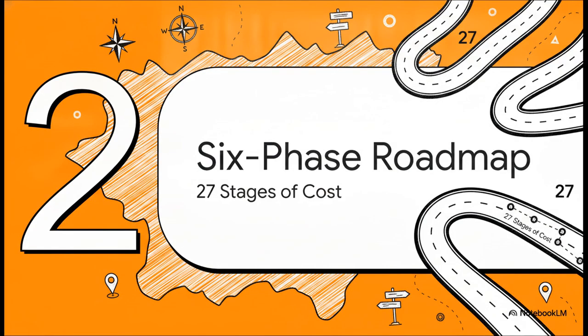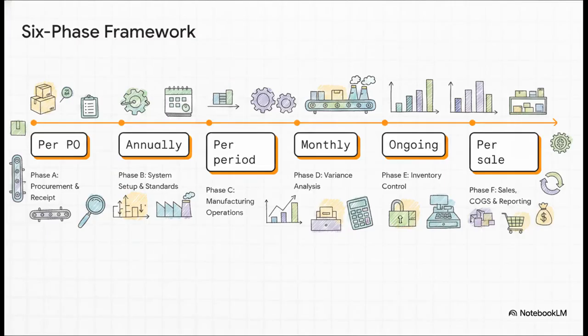Moving right along to part 2, the 6-phase cost roadmap, covering 27 stages of cost. Okay, now we need to outline the main roads of our territory here. If we were to personify just a single widget and track its journey chronologically, it actually travels through 6 distinct phases, and each one is driven by specific time-bound triggers.